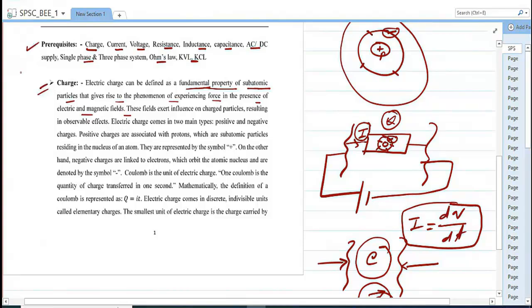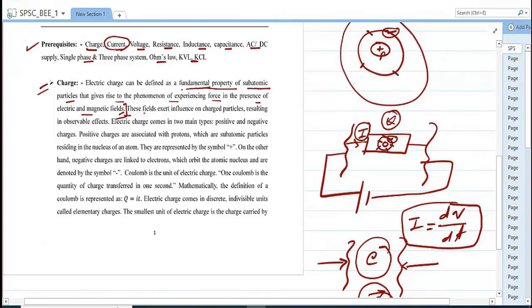These are the prerequisites only, because we have to focus on current. So before knowing what is current, we should know what is charge. So what is charge? Charge is the very fundamental property of a subatomic particle that gives rise to the phenomenon of experiencing force in the presence of electric and magnetic field. That's it. This is the sufficient definition of electric charge.